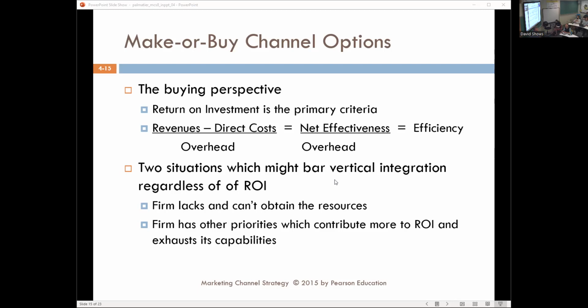Now, there are two situations where, regardless of whether it is functionally better to vertically integrate or not, that might bar you from that, regardless of what it would do on your return on investment. And it might be that you just lack or can't obtain the resources necessary. In other words, you don't have the investment, perhaps in money or in plant and equipment. And so because of that reason, you can't invest in the vertical market.